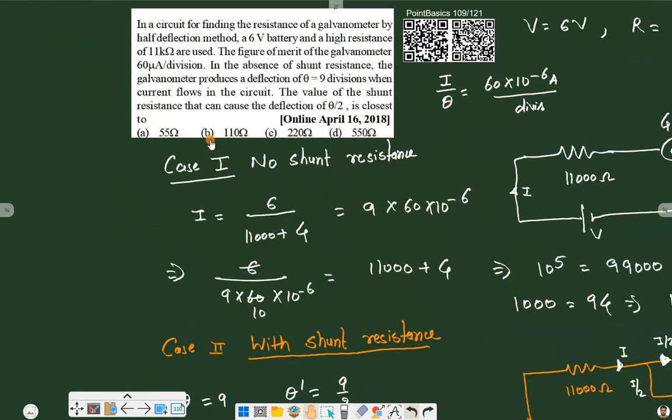option B. So we solved it by two methods, and you can choose any of them depending upon which one you find easier. Now moving to the next one.